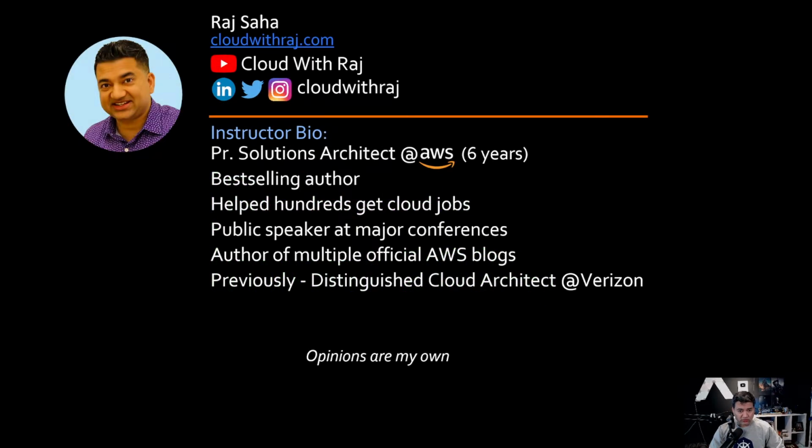For those of you who don't know me, my name is Raj. I'm a principal solutions architect at AWS, where I have been working for 6 years. I have migrated many critical projects to production for Kubernetes, serverless, and general AWS. Also a best-selling author and a public speaker. Previously, before joining AWS, I was a distinguished cloud architect at Verizon, where I migrated many applications to production.